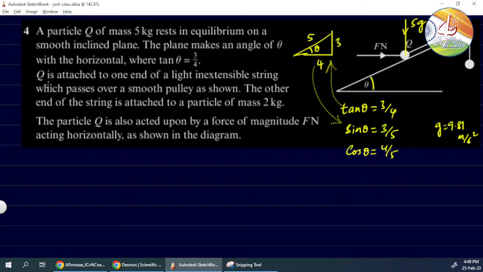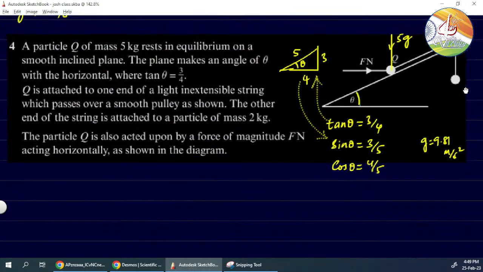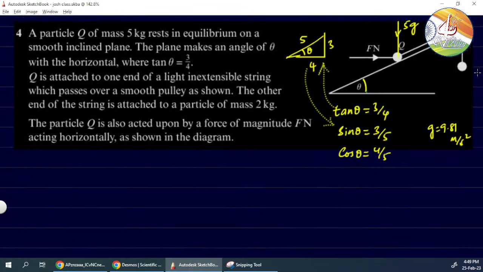The plane makes an angle theta. Q is attached to one of the ends. So what is the weight on this side, attached to a particle of 2 kgs? So this one here is 2g. G value is again the same. Particle Q is also acted upon by force F. The F is acting over here, acting horizontally.